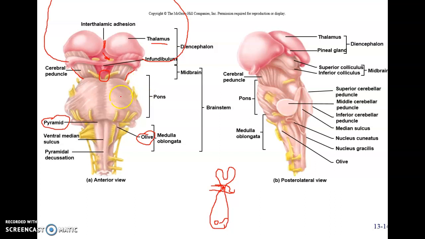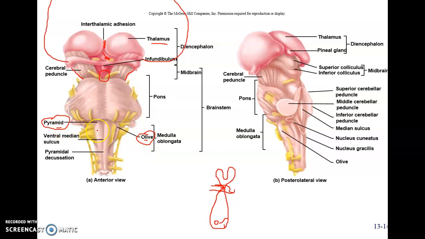Okay, and then here's the pons. So all of these yellows, those are your cranial nerves coming off of it. So here's your pons, and then we'll talk a little bit, actually quite a bit, about the pyramids and olives, especially when we get into like the dorsal column medial lemniscal system, which is in the next chapter. So you're going to want to know where these structures are.